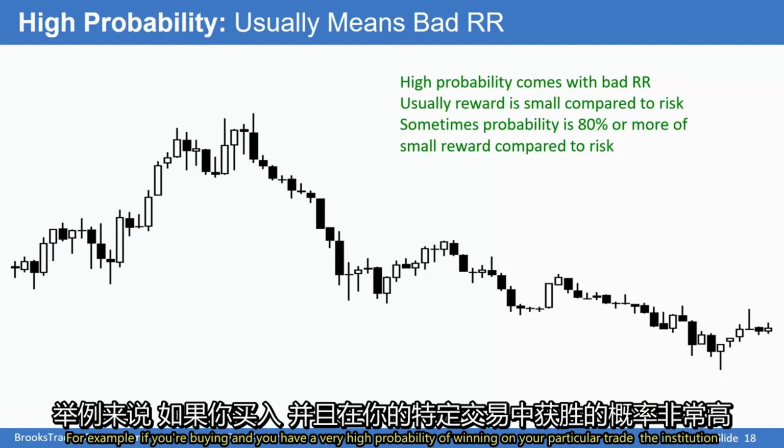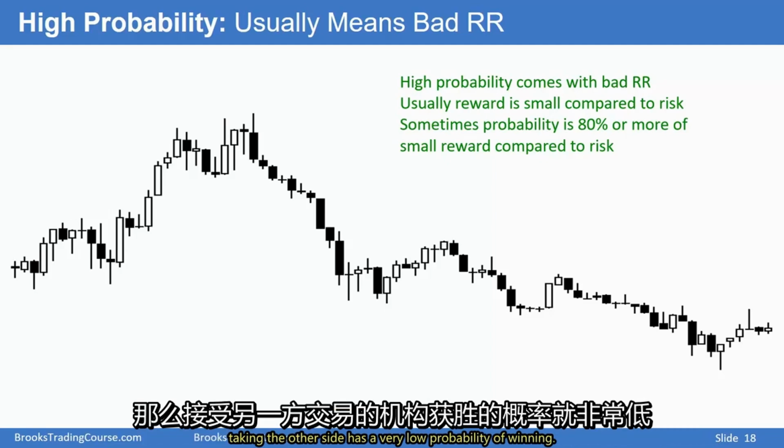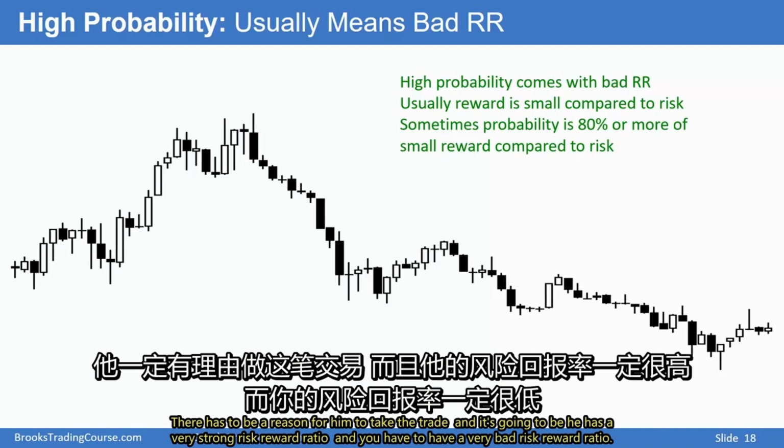For example, if you're buying and you have a very high probability of winning on your particular trade, the institution taking the other side has a very low probability of winning. There has to be a reason for him to take the trade, and it's going to be he has a very strong risk reward ratio, and you have to have a very bad risk reward ratio.